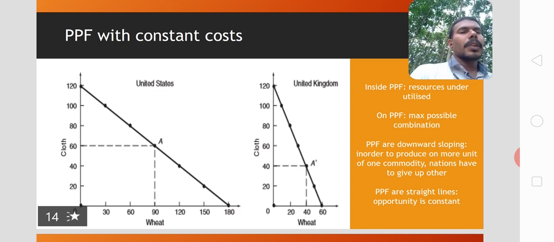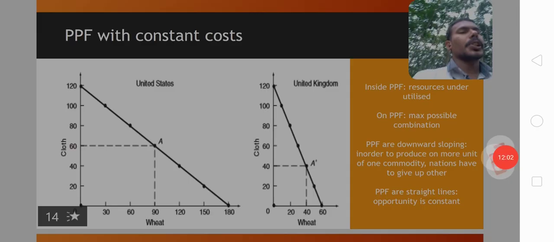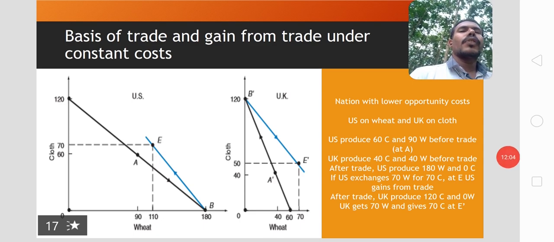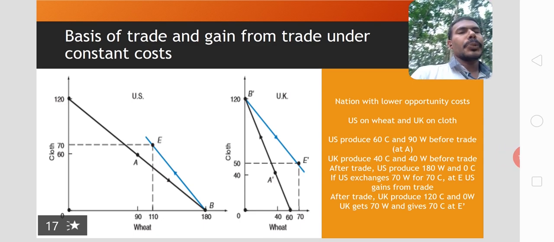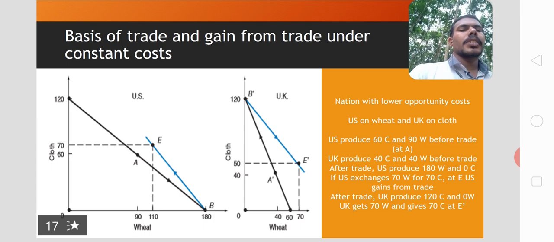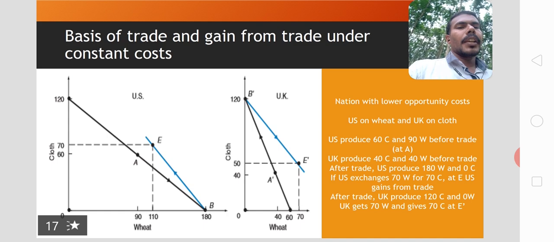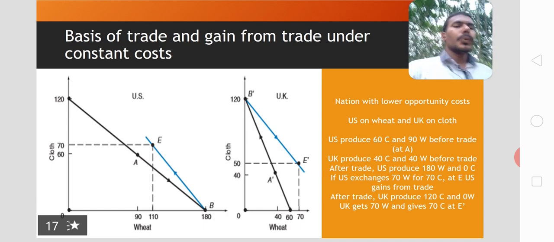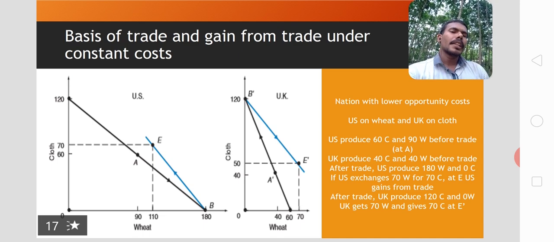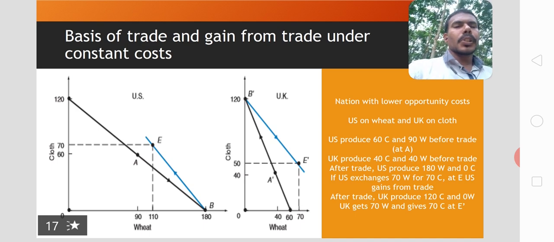So in order to increase one additional unit of a commodity, one has to give up something of the other commodity. So let's look at the basis of gainful trade between the US and UK over cloth and wheat. We have already established that the United States has a comparative advantage in wheat and the UK in cloth, since the opportunity cost of the US for wheat is lower than that of the UK, and the UK's opportunity cost for cloth is lower than that of the US.